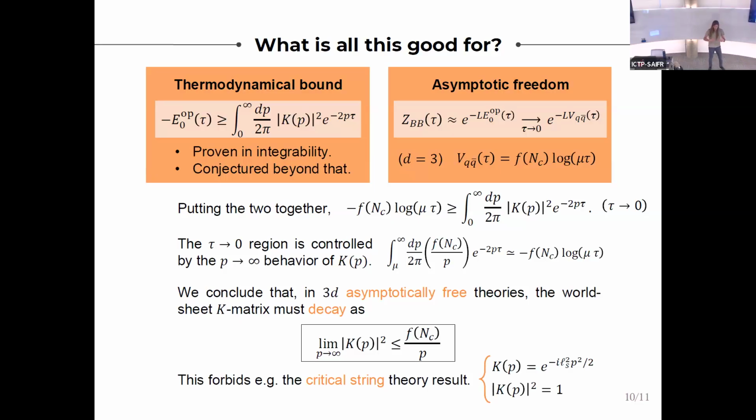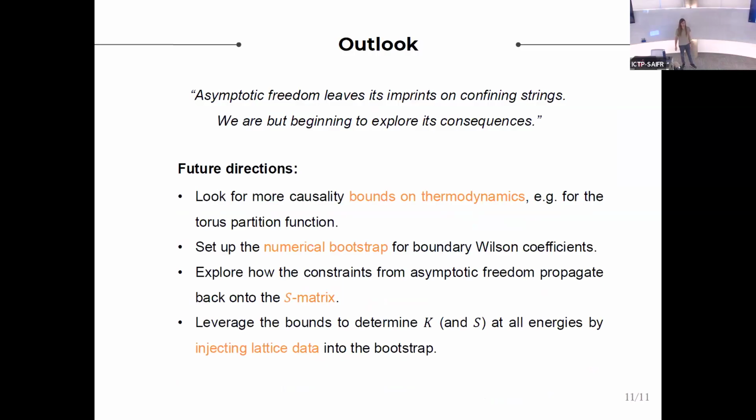And so what this means is, okay, this is a K matrix that's perfectly valid from the point of view of the flux tube bootstrap. That's perfectly fine. But if you insist that your flux tube has to come from an asymptotically free theory, it better be that your K matrix decays as 1 over P. But this is not the case, and we would rule out the critical string theory result. Now, of course, that's to be expected because we know that critical strings don't show this logarithmic behavior. But it's nice that now we have a rule that kicks it out. So we hope that by this kind of rules that come from asymptotic freedom, we can focus and push the bootstrap forward and nail down the flux tube theories that come from asymptotically free gauge theories.